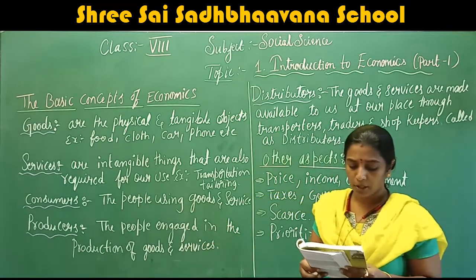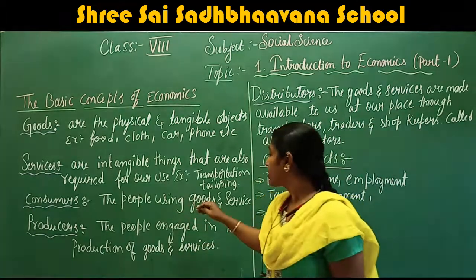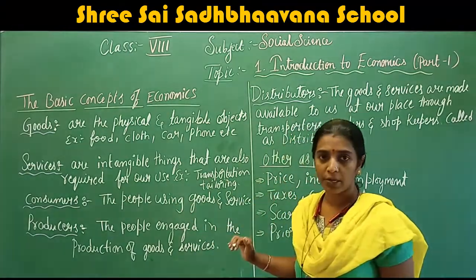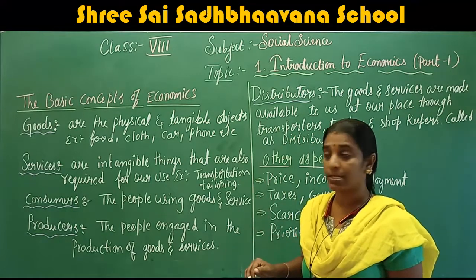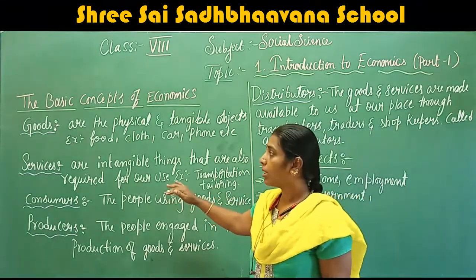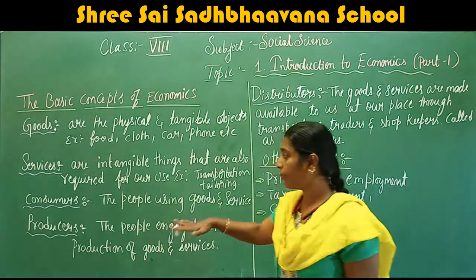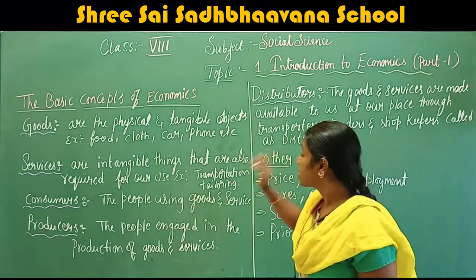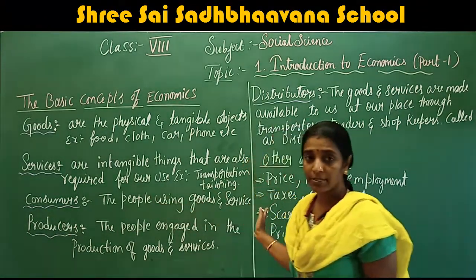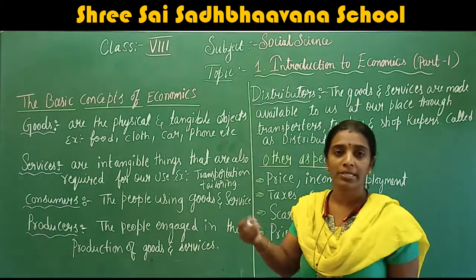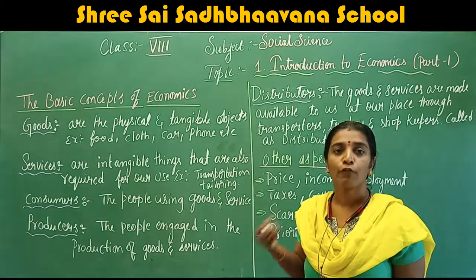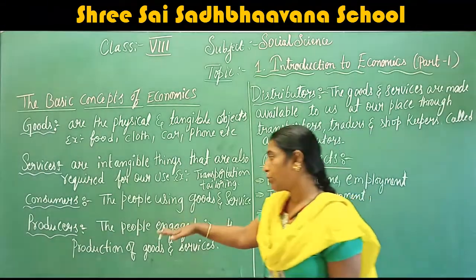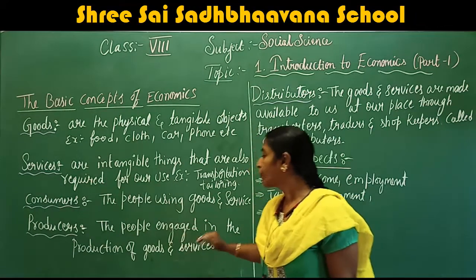Consumer. The people using goods and services are called consumers, and then the producers. See, children, when it comes to business, the three important concepts are consumers, producers, and distributors. The people using goods and services are consumers. So when we purchase something, toothbrush, toothpaste, food items, groceries, we are the consumers. Producers are the people engaged in the production of goods and services.